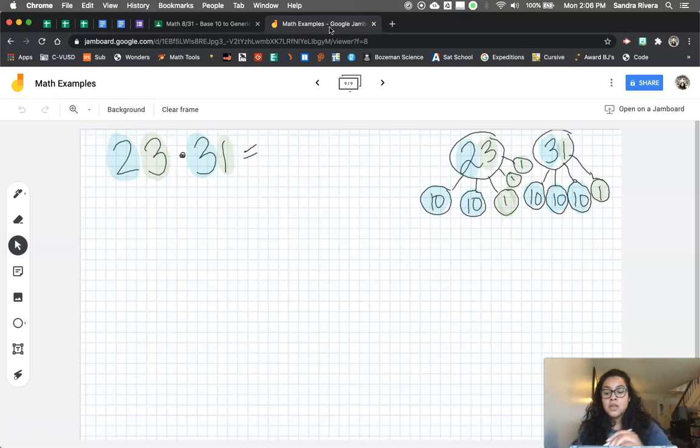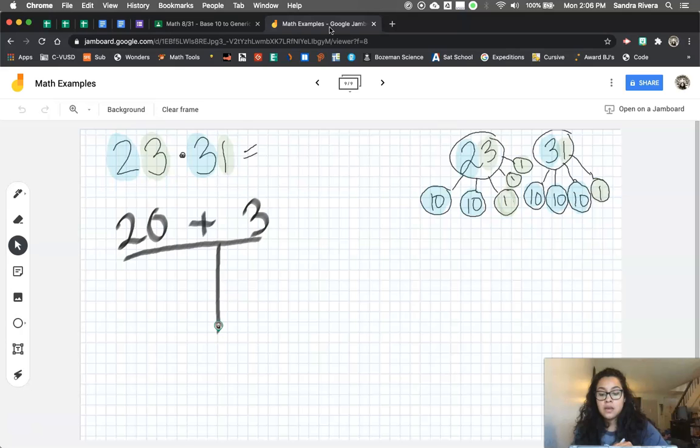Okay, so now that we have this, let's go ahead and set up our area model. We're going to break it apart by place value. So I'm going to do the first number. I'm going to do 20 plus 3. And then the other number I'm going to have is 30 plus 1.